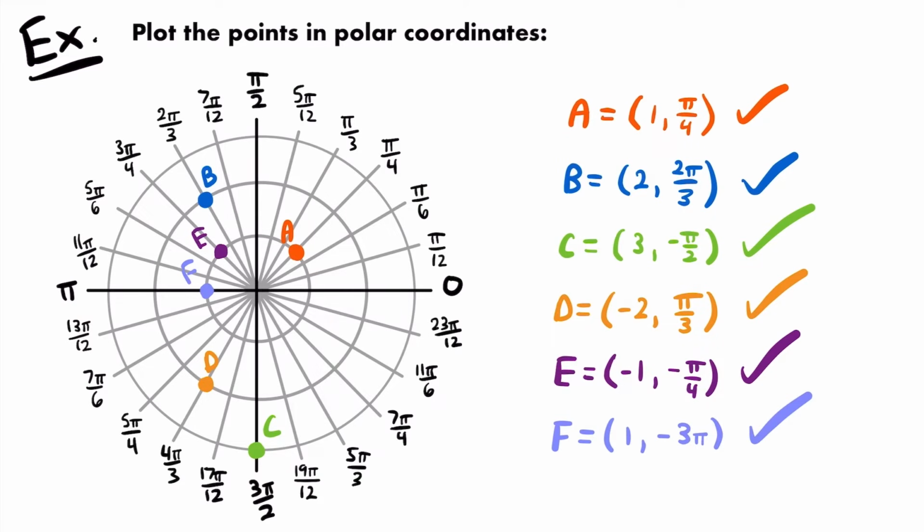Okay, so now we have plotted all of our points. Hopefully these 6 points served as a good demonstration on how you plot coordinate points in the polar coordinate system. I always recommend that you start with the angle and then take care of your radius.